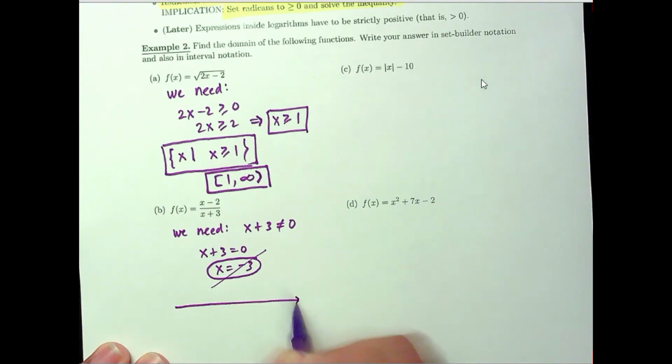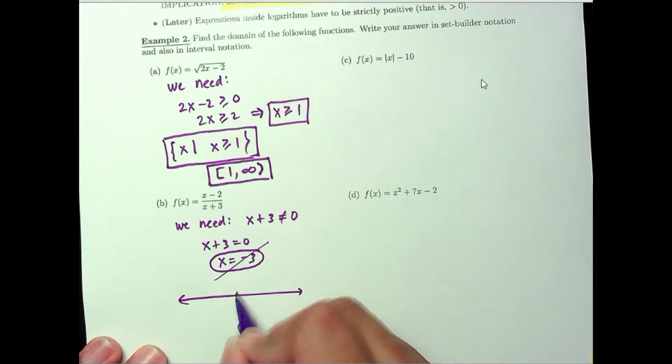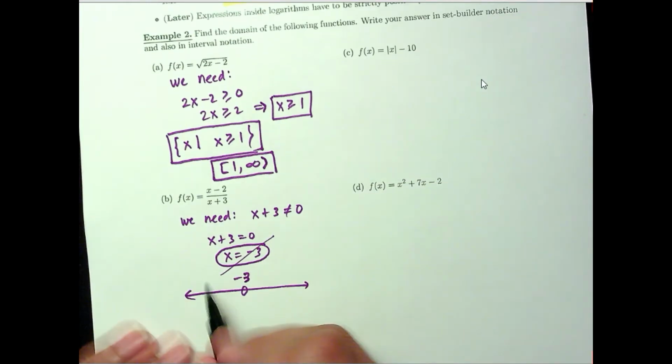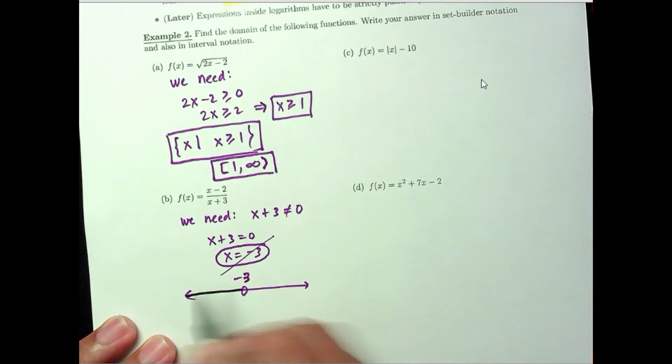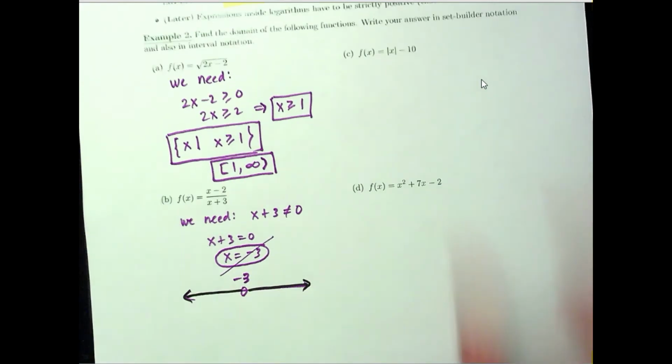Okay, so you don't want negative 3. You don't want negative 3. So if you draw the picture of the real line, you want all numbers, you want this, and you want that. You want all numbers except negative 3.